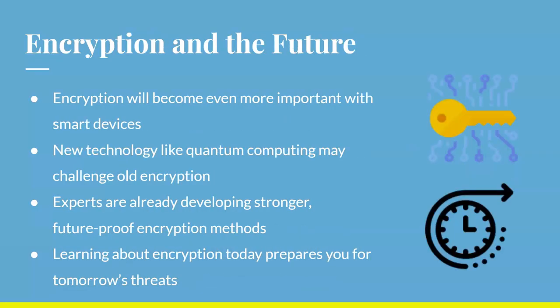Encryption in the future. Encryption will become even more important with new smart devices. Pretty much everything around us, honestly, is smart nowadays. You can get smart light bulbs, smart blinds, whatever. So encryption is important, especially if you're sending sensitive personal messages between those devices. New technology like quantum computing, which may be on the horizon, may change or challenge all encryption. Experts are already developing stronger future-proof encryption methods.